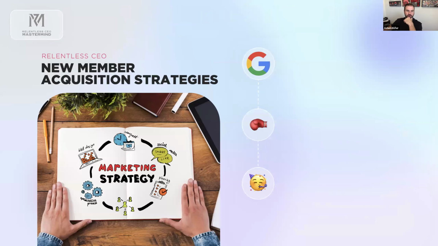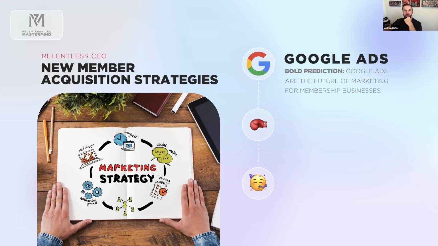So we're going to break down each one of those 3 topics I just touched on, okay, for adding more profit. And then we're going to really dive deep into some of these. So let's talk about new member acquisition strategies. Google Ads. Bold prediction, Google Ads are the future of marketing for membership businesses. Okay, Google Ads paired with Facebook ads is a super powerful combination.